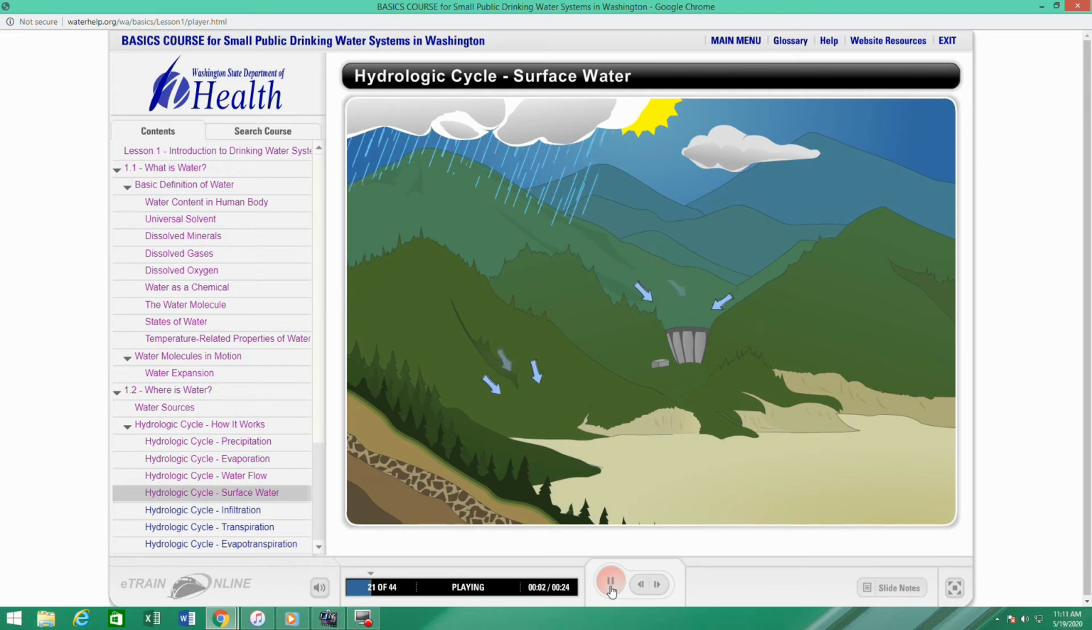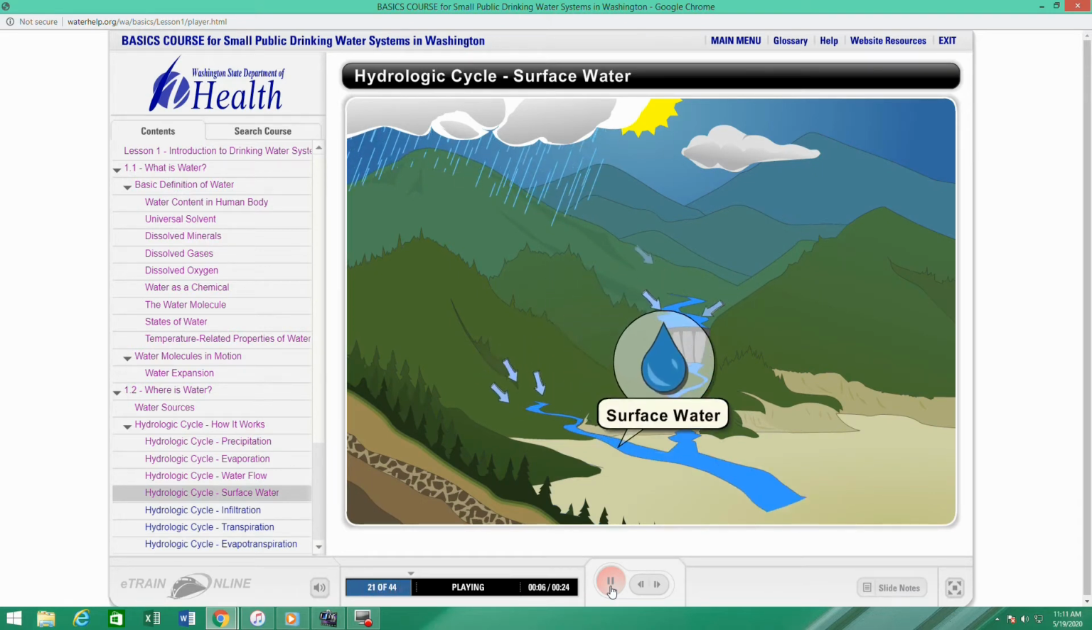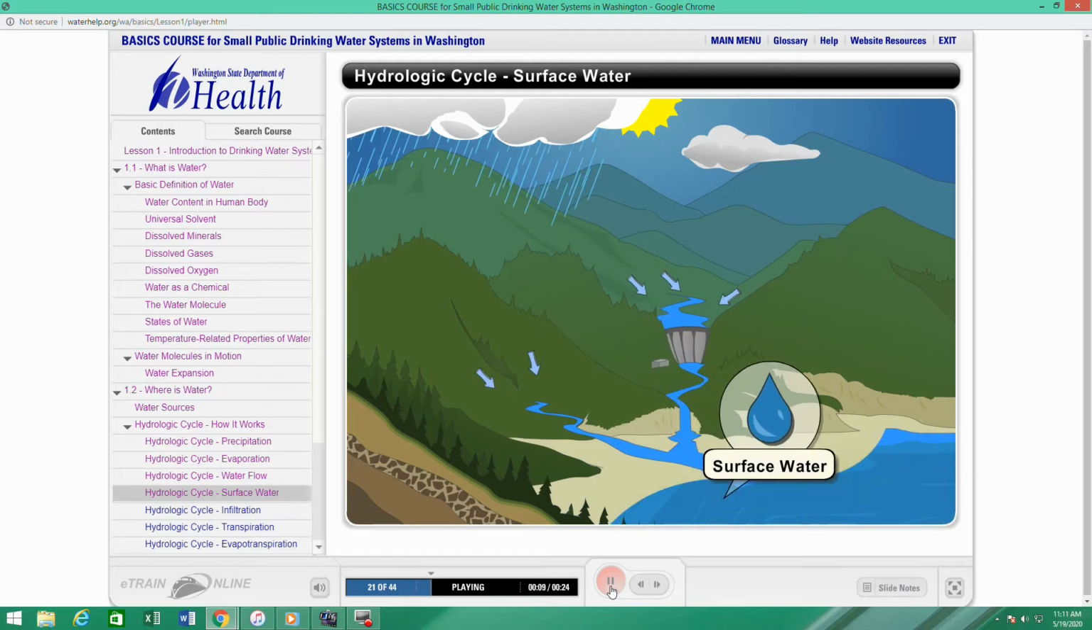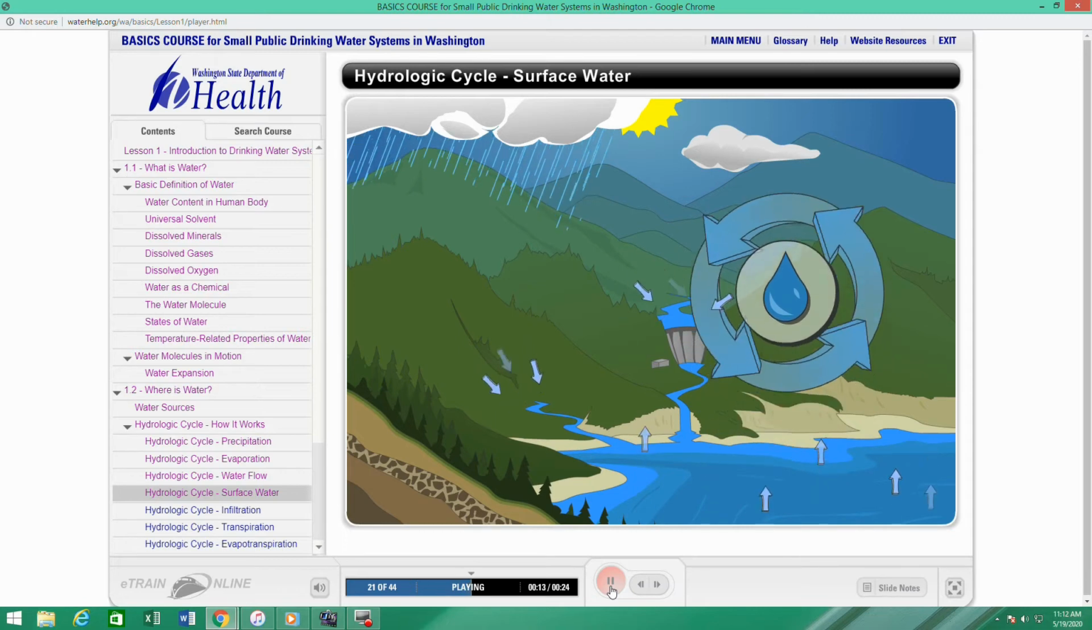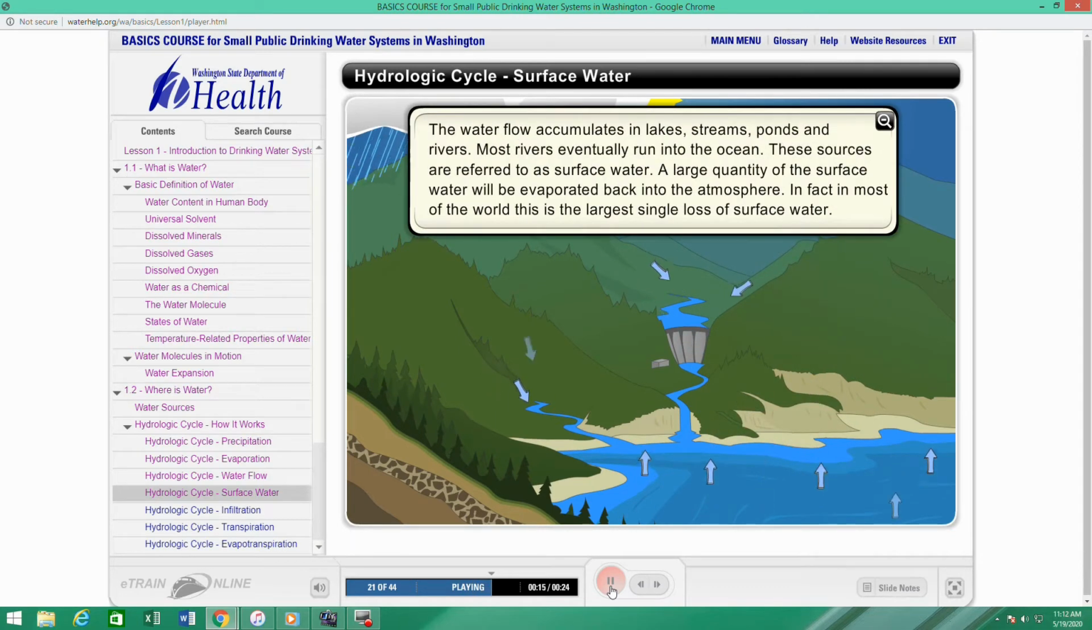The water flow accumulates in lakes, streams, ponds, and rivers. Most rivers will eventually run into the ocean. These sources are referred to as surface water. A large quantity of the water that forms surface water will be evaporated back into the atmosphere. In fact, in most of the world, this is the largest single loss of surface water.